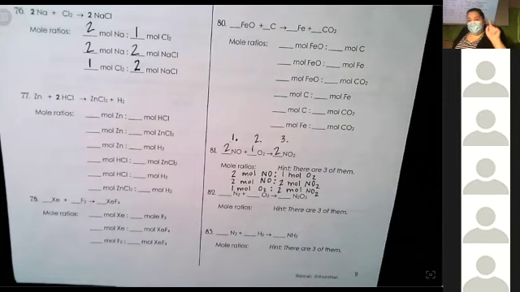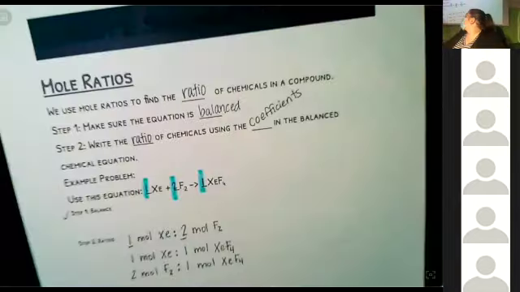All right. Head back to the notes page really quickly, and grab your yellow paper that I gave you at the beginning of class, please, and flip it over.